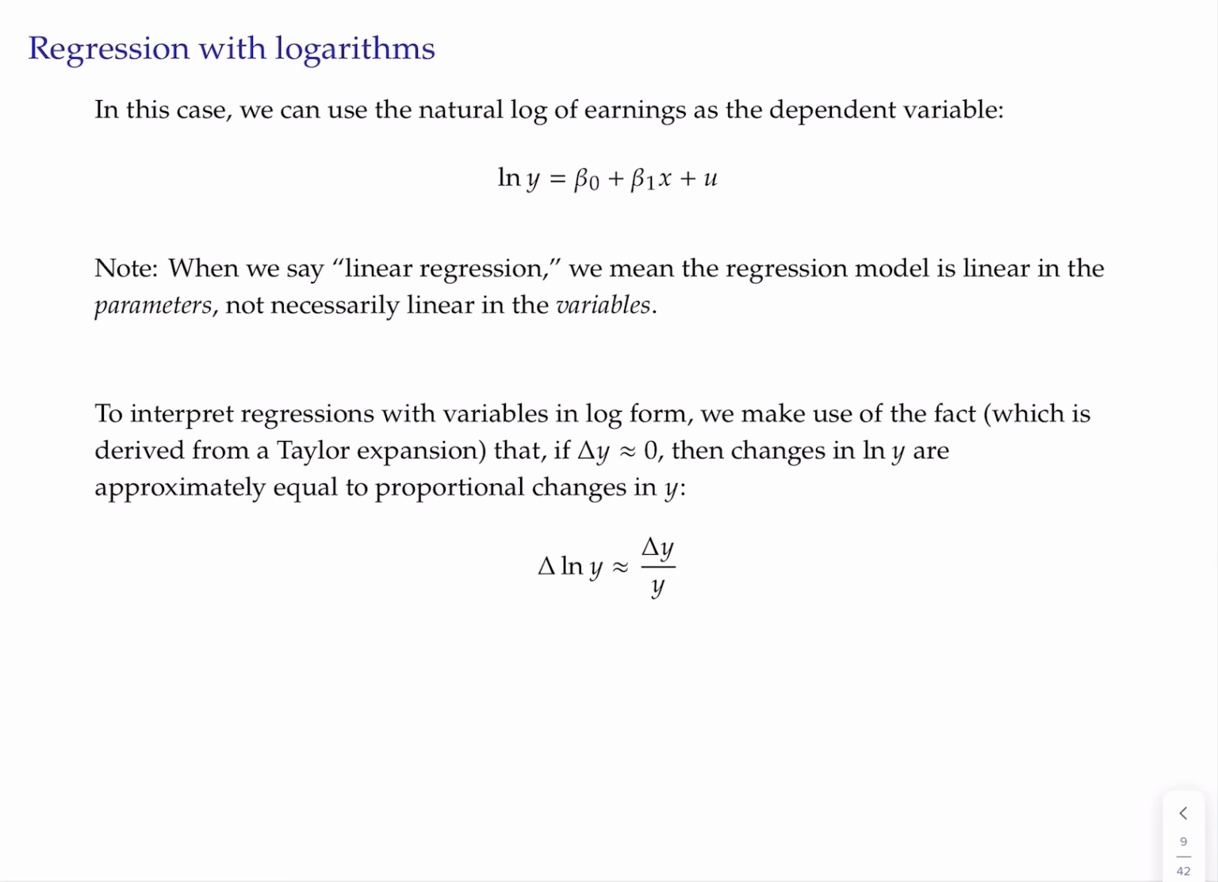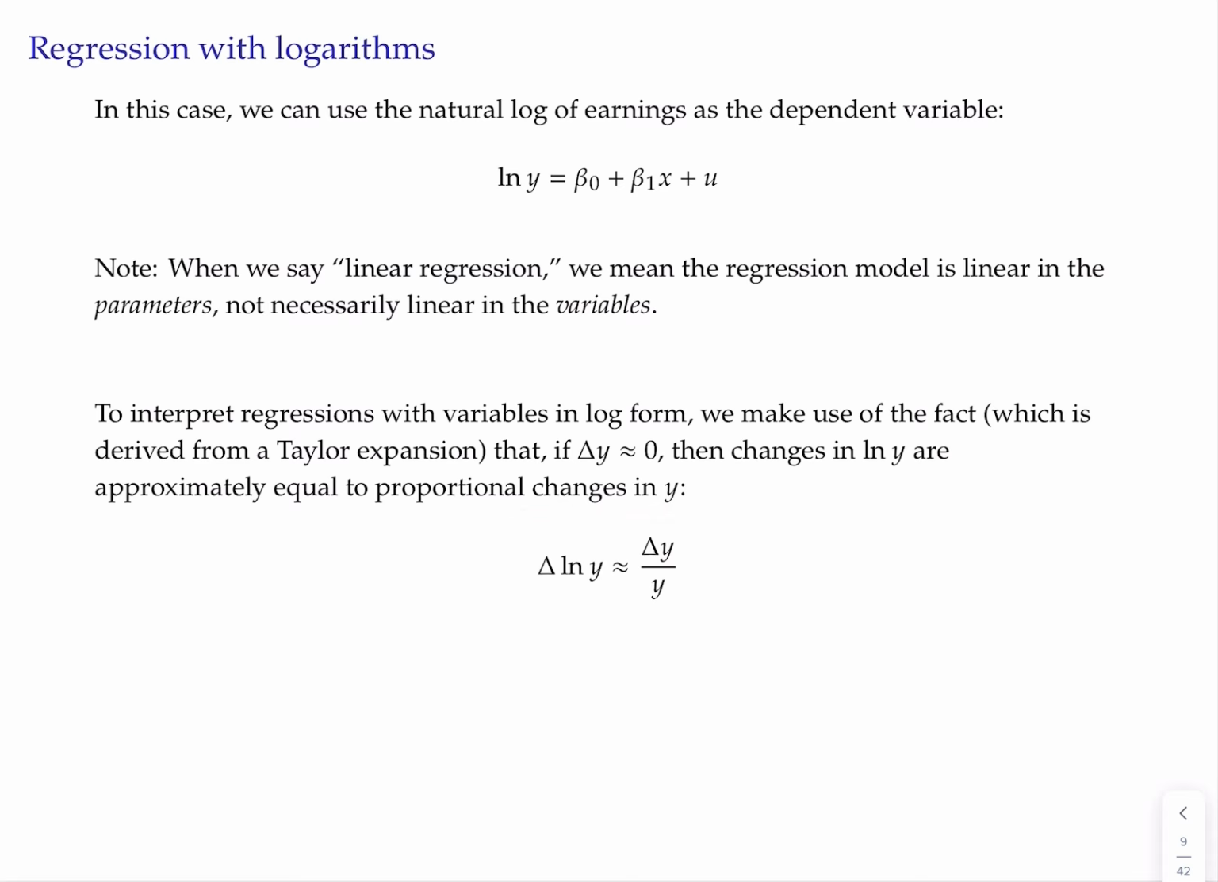The disadvantage of a log transformation is it's hard to interpret variables in log form, but we can use the following property to get nice interpretations out of this. Okay? And the property is that if a variable is in log form, then as long as they're small changes in the variable, changes in log y are approximately equal to proportional changes in y.